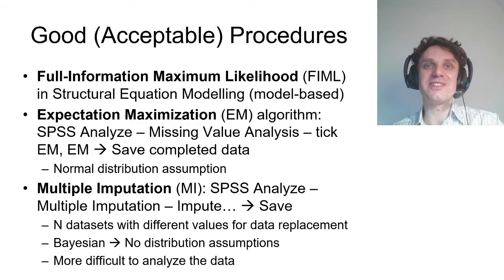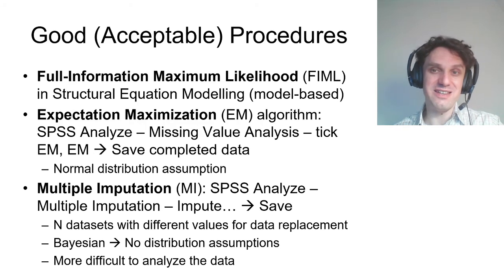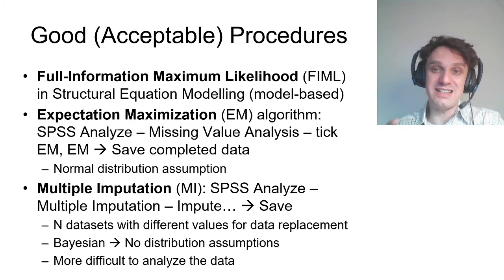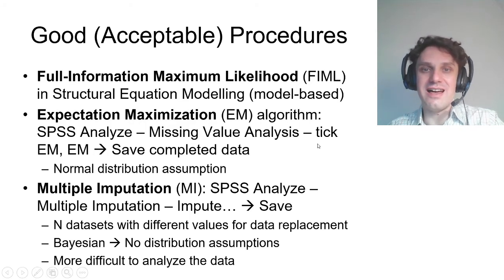And also those procedures can deal not only with missing completely at random, but with missing at random. So if there is some systematic reason for missingness, and if it's somehow related to other measured variables, these procedures can treat this missing data correctly and produce unbiased estimates of associations.